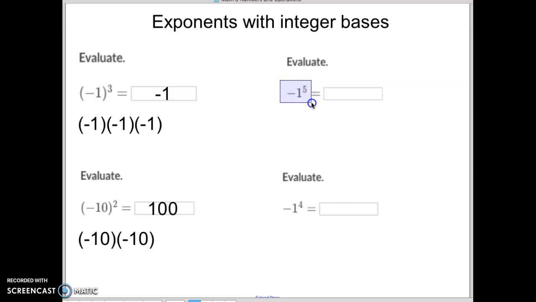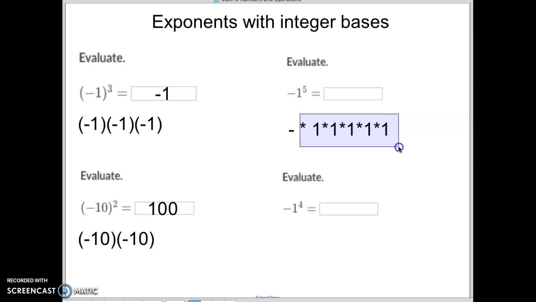Notice that this one is not in parentheses. That means that this power of 5 only goes with the 1, not the negative. So if you were to write this one out longhand, I don't expect you will, but if you did, this is how you would write it out. You would have the negative, and then you would have 5 ones.